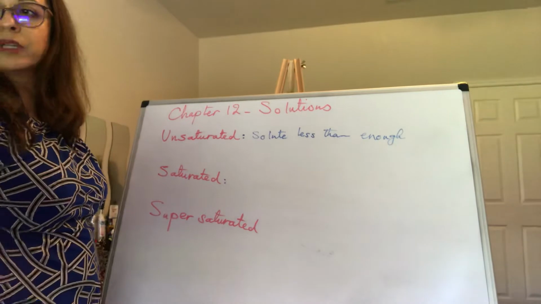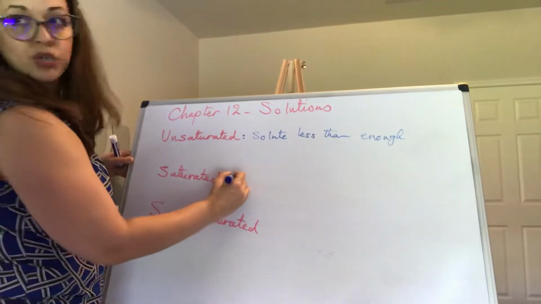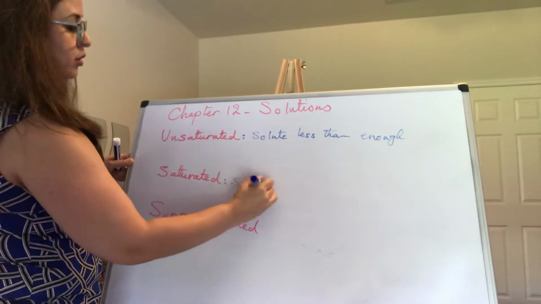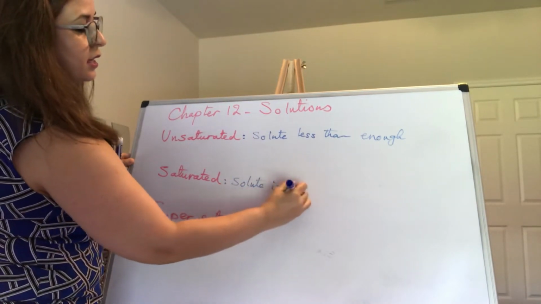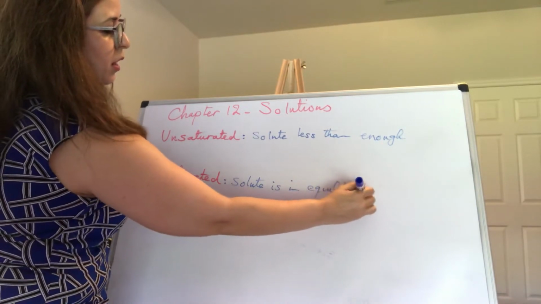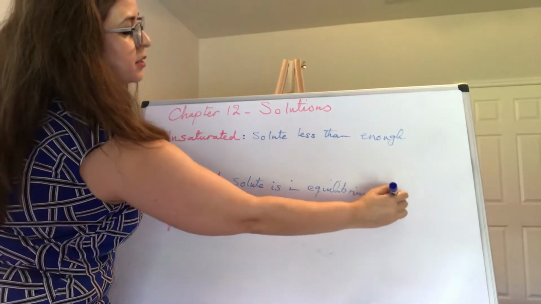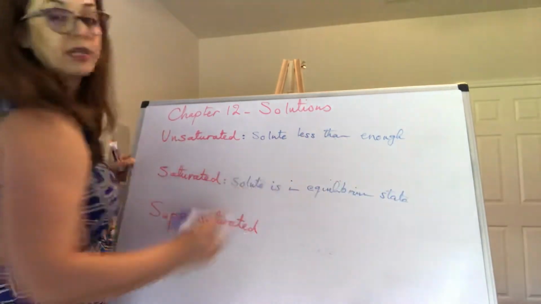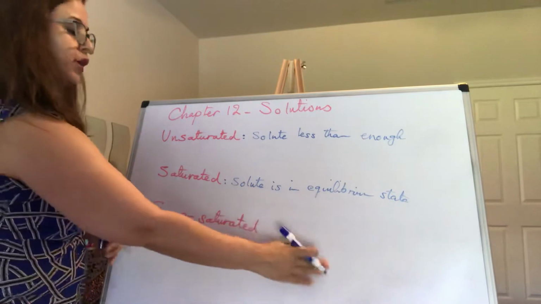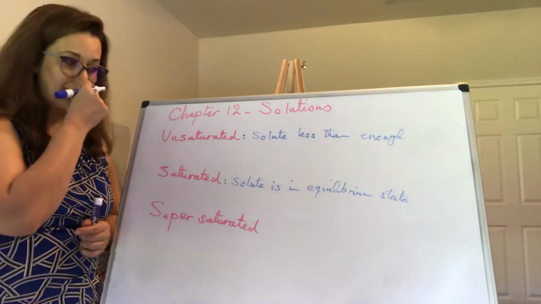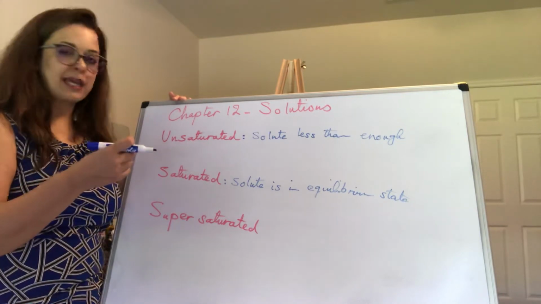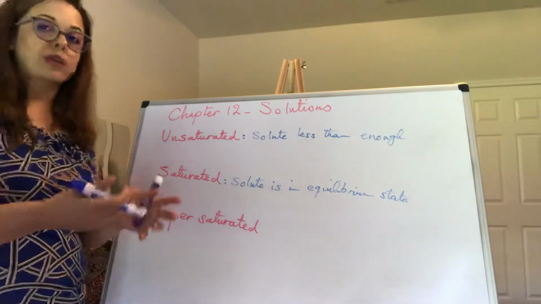So what is a saturated solution? In a saturated solution, the solute is in equilibrium state. So what do we mean by equilibrium state? Because when you add sugar or salt or any other solute to the solvent, it takes some time. If you have noticed, it takes some time.